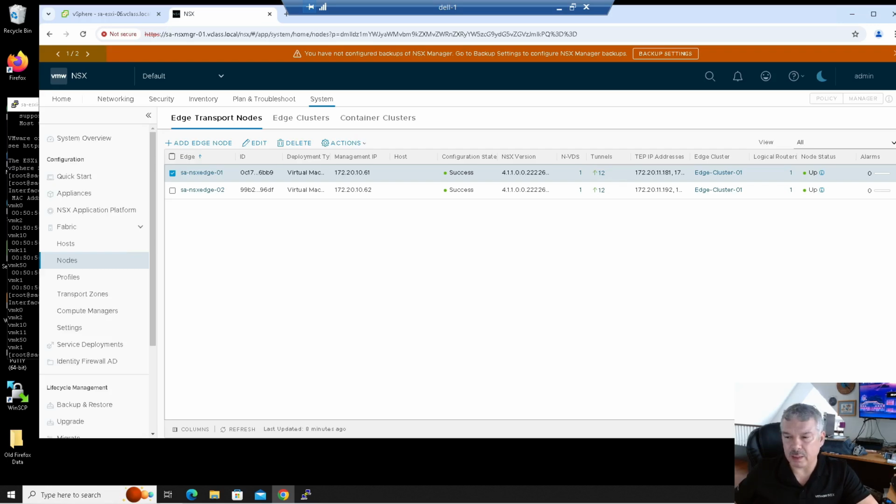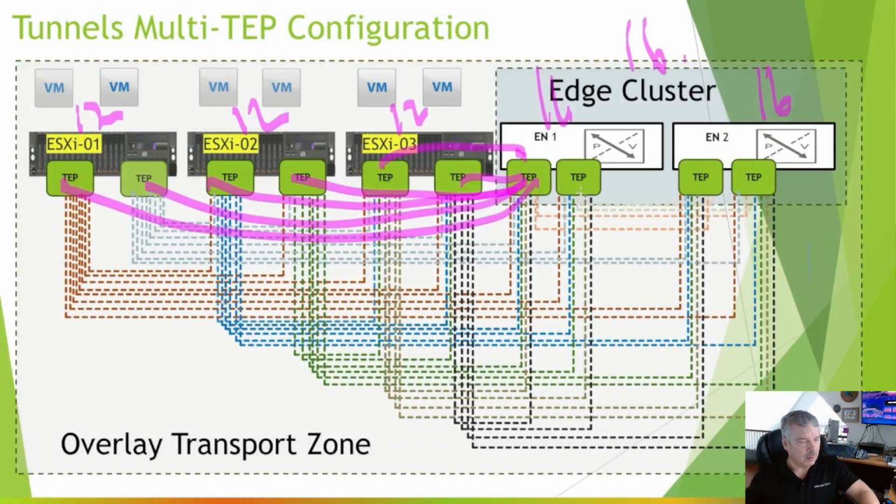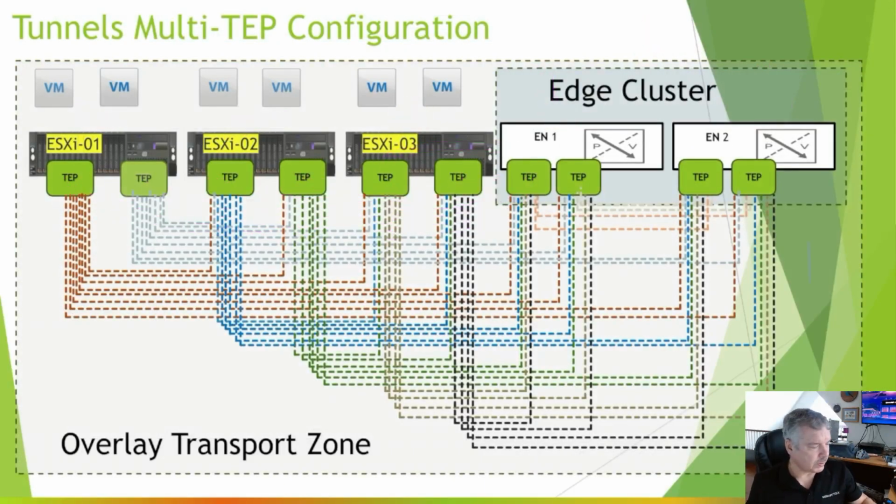Remember, if we go back to here, what's happened is the teaming policy I'm using is load balance based on source port. So this VM should register on this one, and this VM should register on that. That's sort of how it's supposed to work. It is quite possible that this VM could register to that TEP, and therefore this one does not get registered, therefore no tunnels.